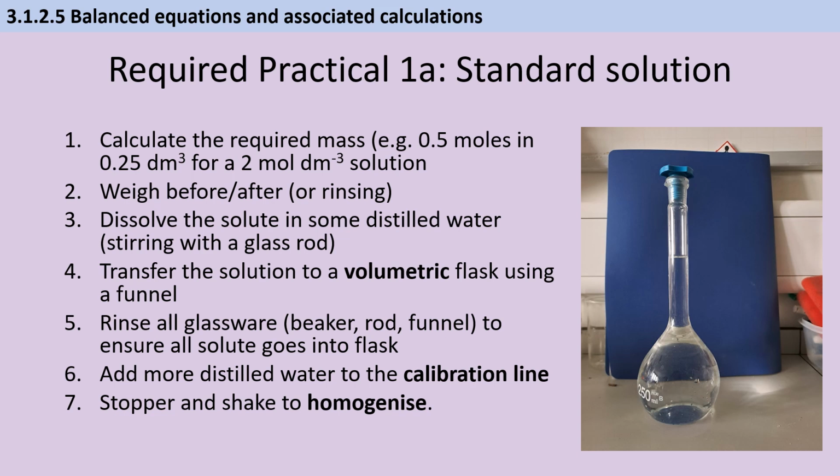You need to make sure that you've rinsed down all of the glassware that you're using and that all of those rinsings actually go into the volumetric flask. Then you're going to add more distilled water until you've got the meniscus resting just on the calibration line, and you may need to use a dropping pipette in order to do that accurately. And then finally, you're going to stopper your volumetric flask and invert it several times in order to homogenise the solution. So it's really important that that inversion or that shaking happens right at the end. It's not something that you're doing to make things dissolve earlier on.